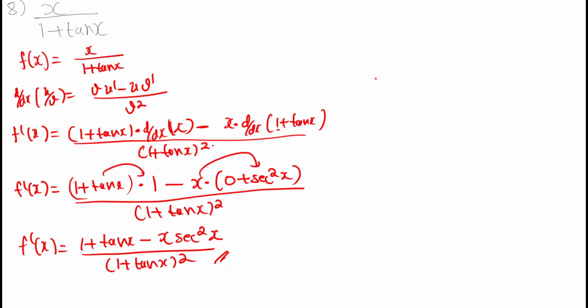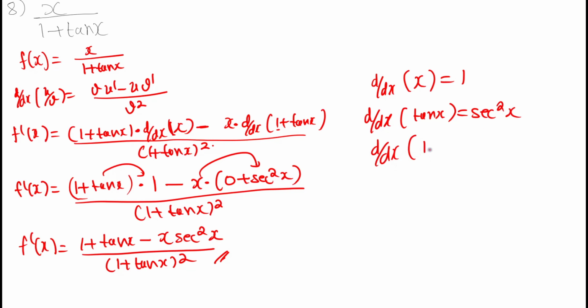Here we use the formula d by dx of x equal to 1, d by dx of tan x is equal to secant square x, and d by dx of 1, a constant, is equal to 0.